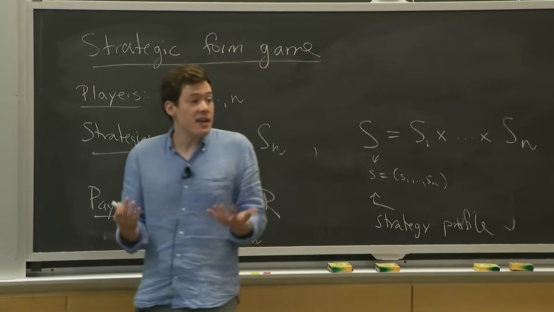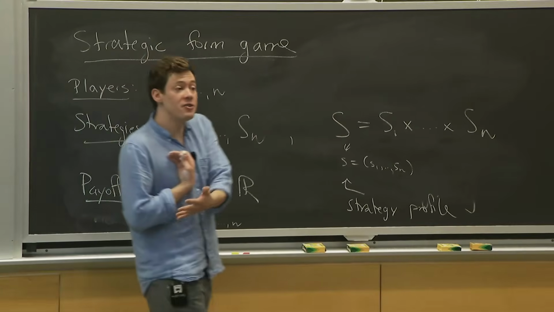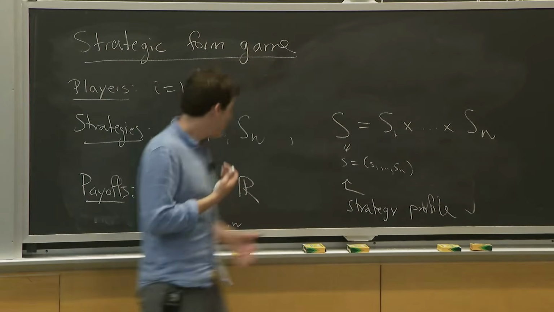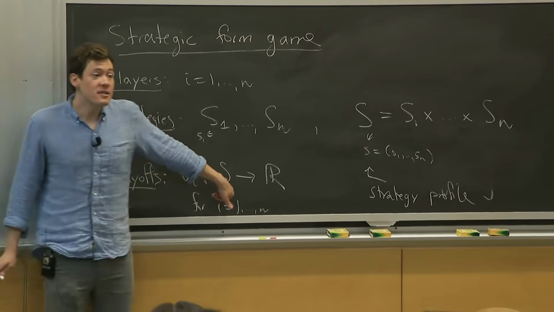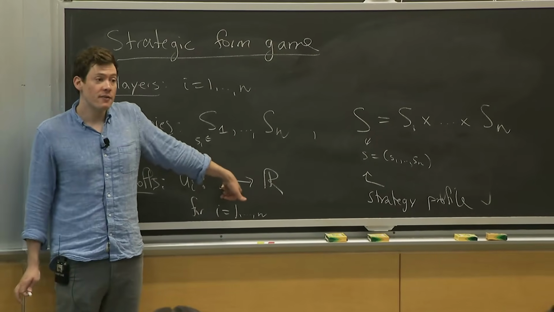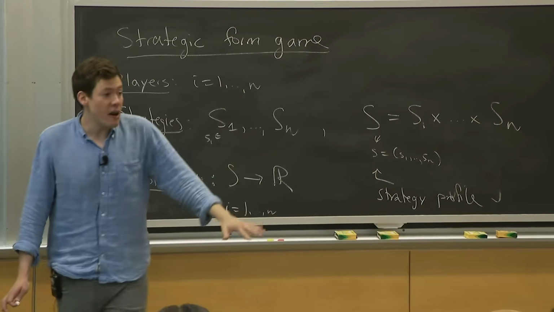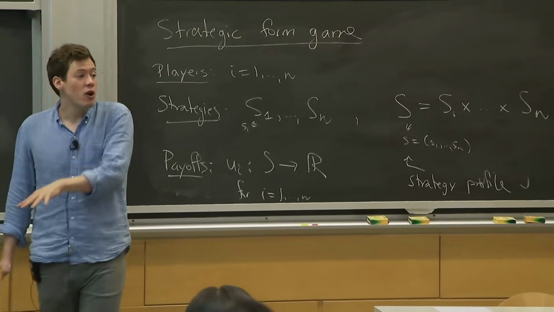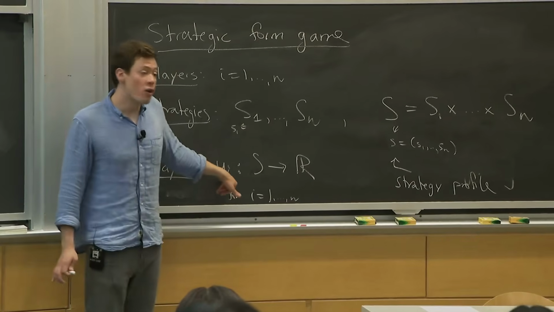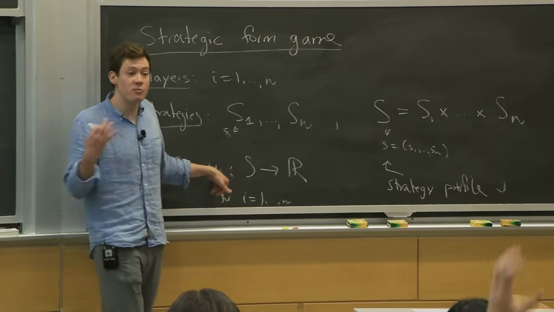What makes it interesting is that the payoff that I get as player i depends not only on what I do, but also on what everyone else does. And that's why there's no i here. And the payoff of player i is a function of the strategy profile. It says, for instance, if there's two players, if player 1 chooses strategy s1 and player 2 chooses strategy s2, what is going to be the payoff for player i from that combination of strategies? Or in other words, from that strategy profile.